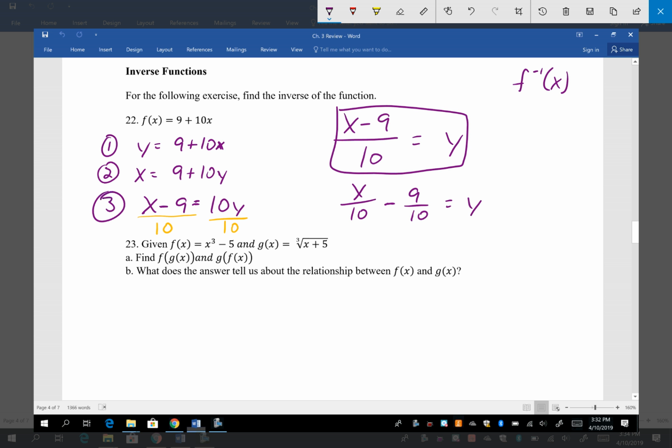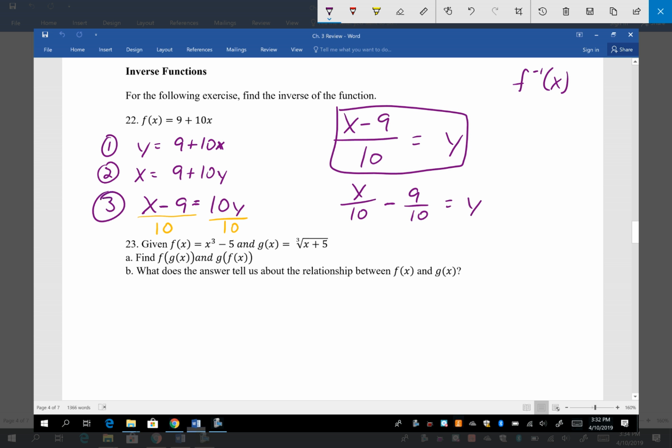X to what power is happening? It's x to what power? There's no power, right? So if there's no power, what is it? It's to the first power. And what kind of function is x to the first power? Linear. So it's a linear function.